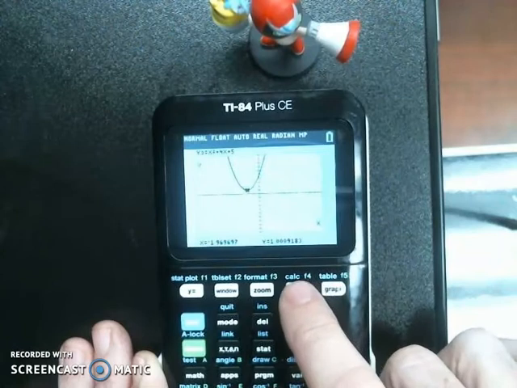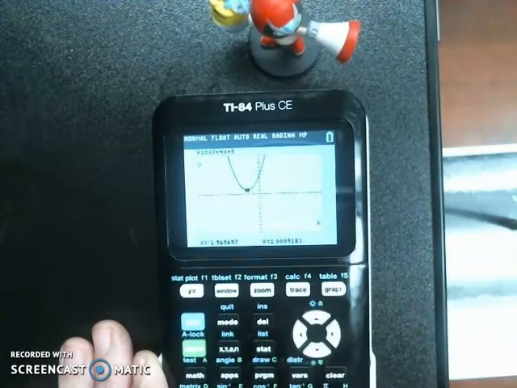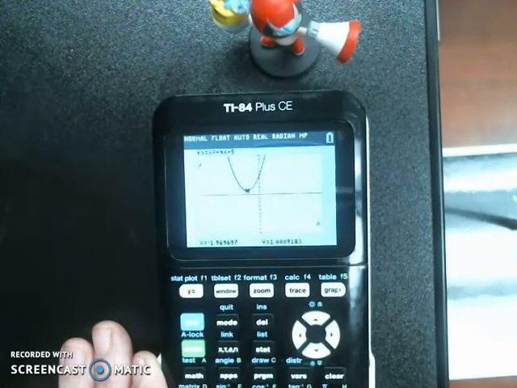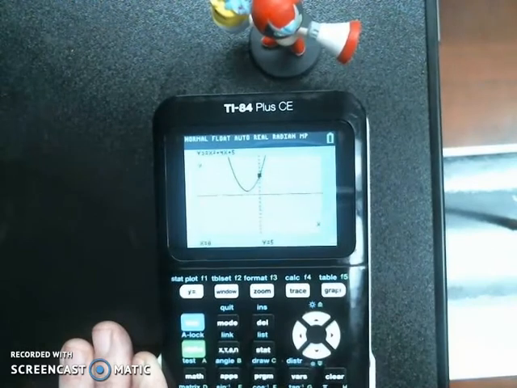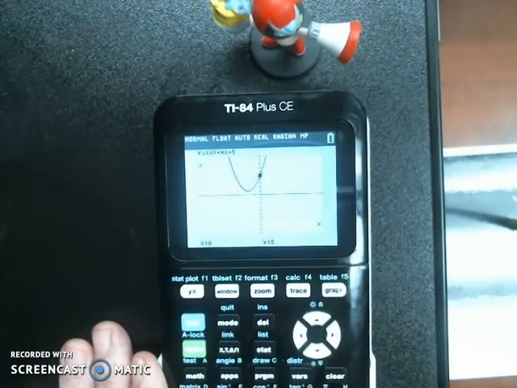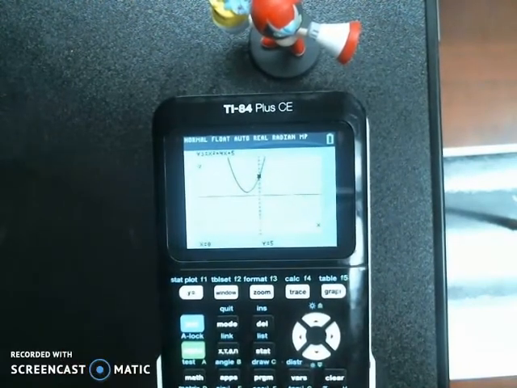And you can find that by hitting the trace button and then asking it for when x equals 0. You just type in the number 0. Okay, so x equals 0. That is the y-axis. Hit enter. It looks like it's at 0, 5. Gives you enough information there that you could sketch that picture pretty quickly.